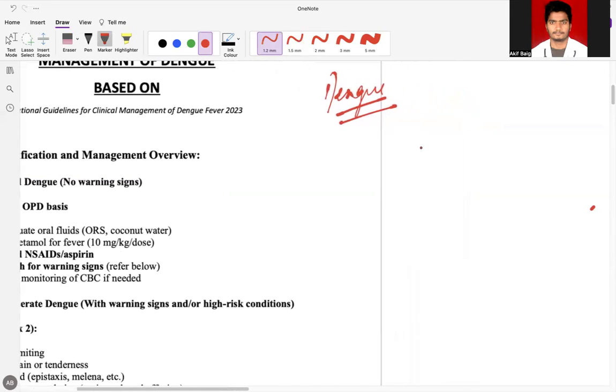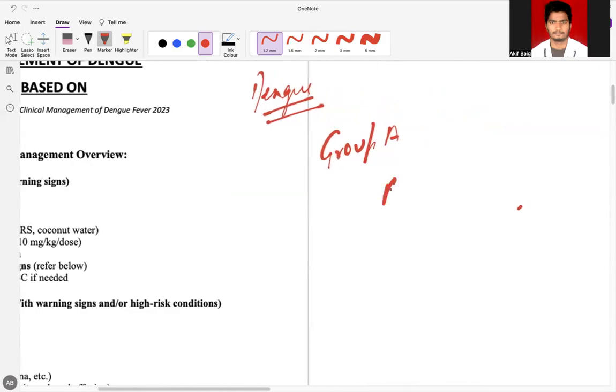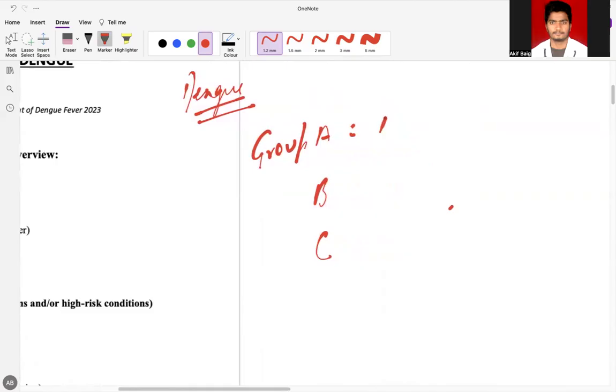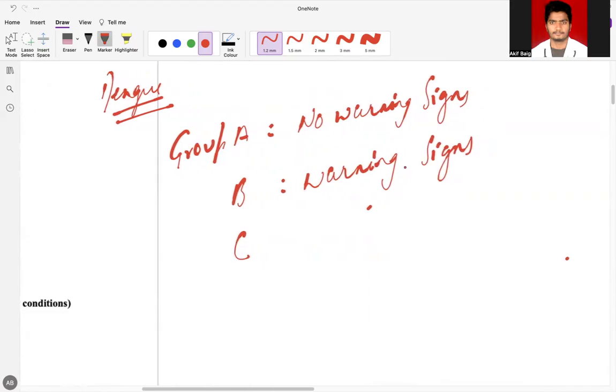So these are divided into three groups: group A, B, and C. Group A are patients who have no warning signs, that is stable patients with dengue positivity. Group B is the patient who has warning signs, and this is called moderate dengue. Group A is called mild dengue and group B is called moderate dengue.